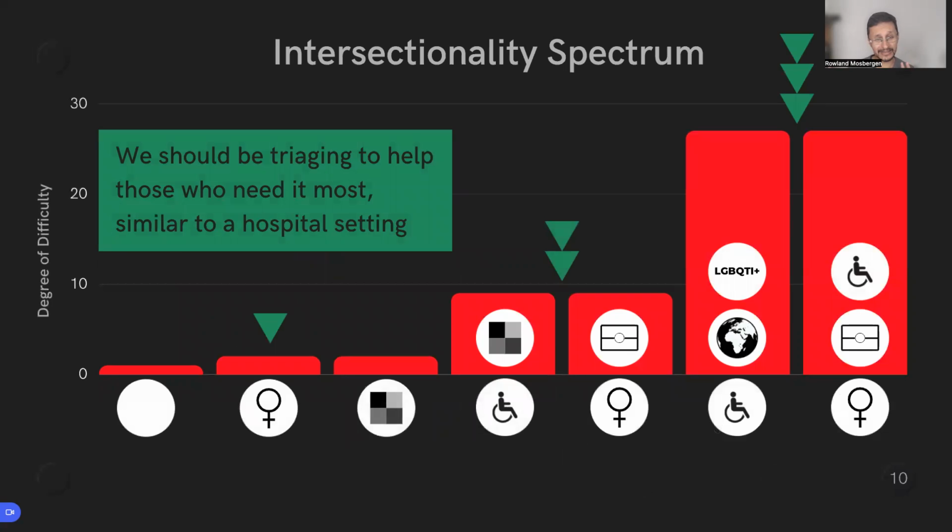So when you start to think about intersectionality and these degrees of difficulty, you end up with something like this intersectionality spectrum, where people who belong to more marginalized groups have a higher degree of difficulty, which is the y-axis. And we should be triaging to help those who need it most, similar to a hospital setting. So over on the right here is the people we should be helping the most. But in most cases, especially when you're looking at something like gender equity, it's only helping people around this side of the intersectionality spectrum.